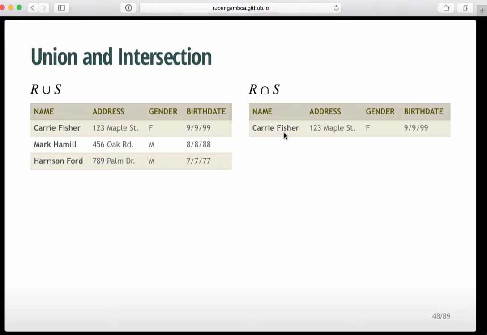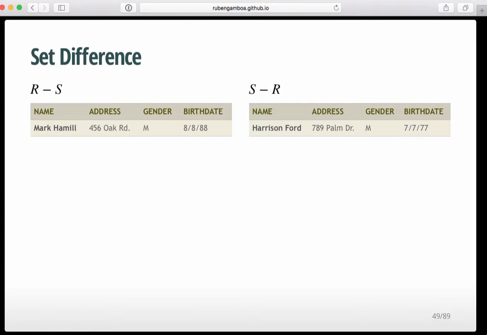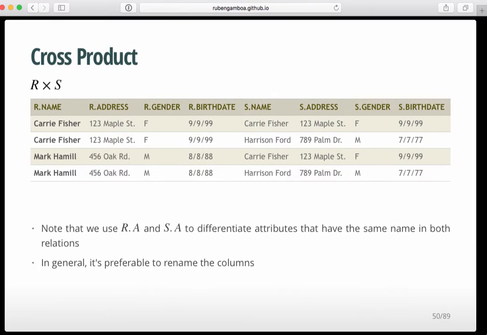And then we have intersection. The only one that's in both is Carrie Fisher. Set difference. We take R minus S. Then we had Mark Hamill in R, but not in S, so that's the only thing that remains. S minus R, we have Harrison Ford in S, but not in R, so that's the only tuple that remains. Again, this shouldn't surprise you because that's just the way set difference works.